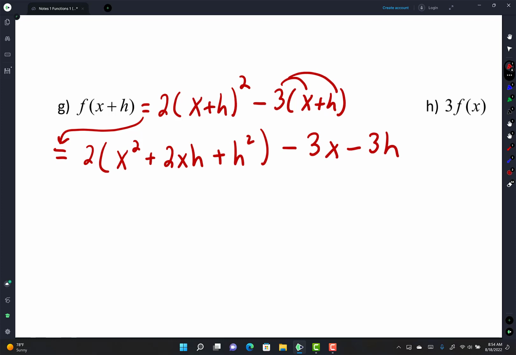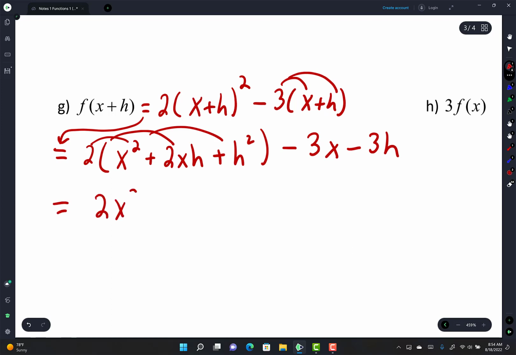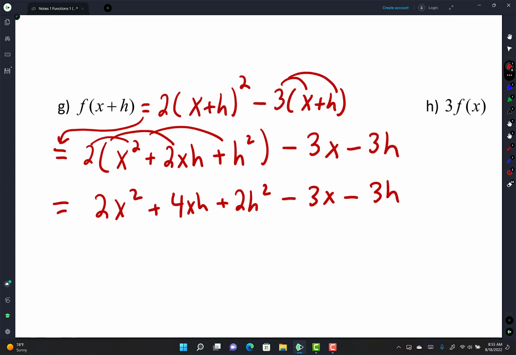All right. Now I'm going to distribute the 2, guys. You don't have to do the sound effects. Here we go. 2x squared plus 2 times 2 is 4xh plus 2h squared minus 3x minus 3h. I think we're winning, guys.